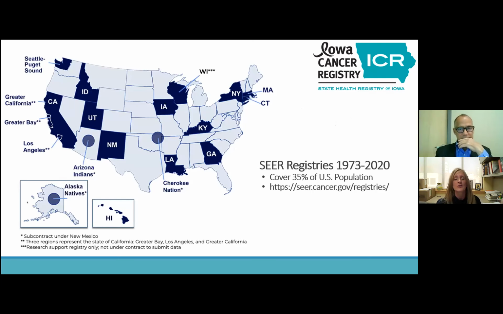This is just a visual so that you can see for the SEER registries currently where they're located. Iowa represents the Midwestern population, fairly rural. There will be a couple of changes to this for 2021 as a couple of new registries are coming on board. But you can see that different states and different groups were selected for their populations. The SEER program covers approximately 35% of the US population.